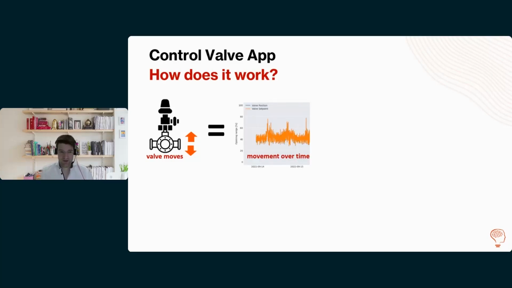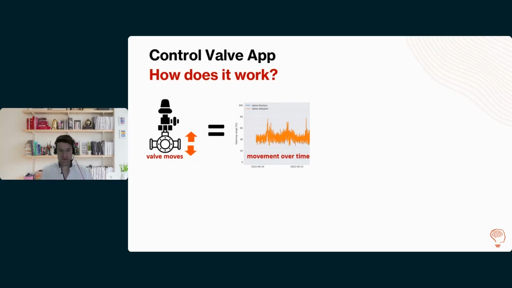There are two things that happen over time. It's the position where the valve is supposed to be over time, and it's the position where the valve actually is over time. Two data points. They are always accessible, directly or indirectly, via the DCS, via the control system. So for every single control valve operating out there, you can access these two data points directly or indirectly.